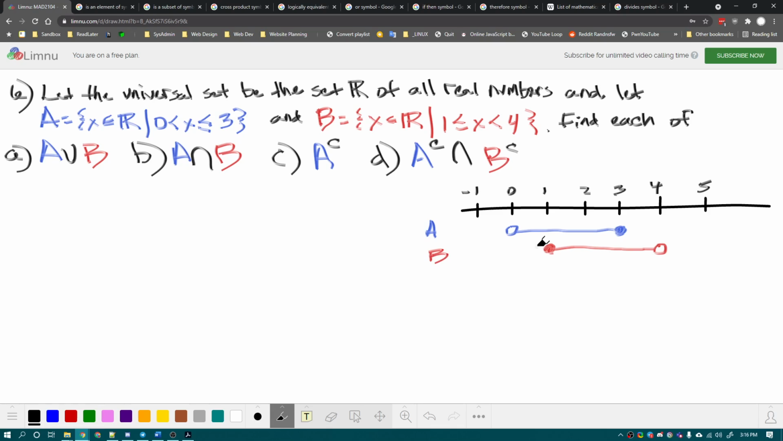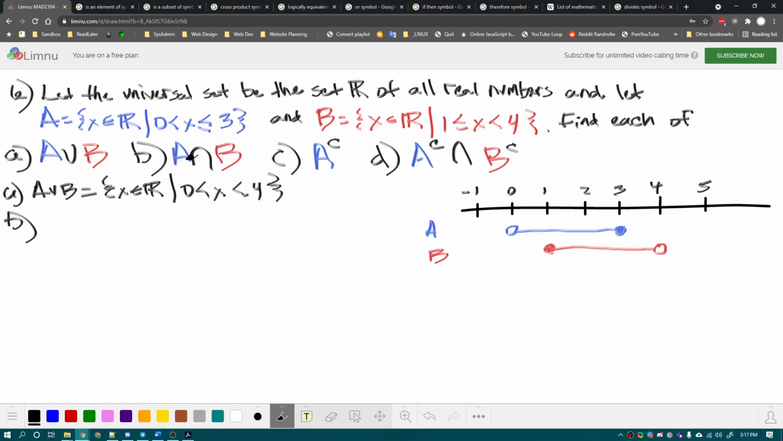That's B. All right. So now I'm going to find A union B. So what is A union B? It's all the elements in A and all the elements in B. And so as long as it's somewhere in between those two. So A union B is starting at 0 but not including it, all the way to 4, not including it. So A union B is equal to the set containing all x in the real numbers, such that 0 is less than x, not including 0, and x is less than 4, not including 4. And that's it for A.